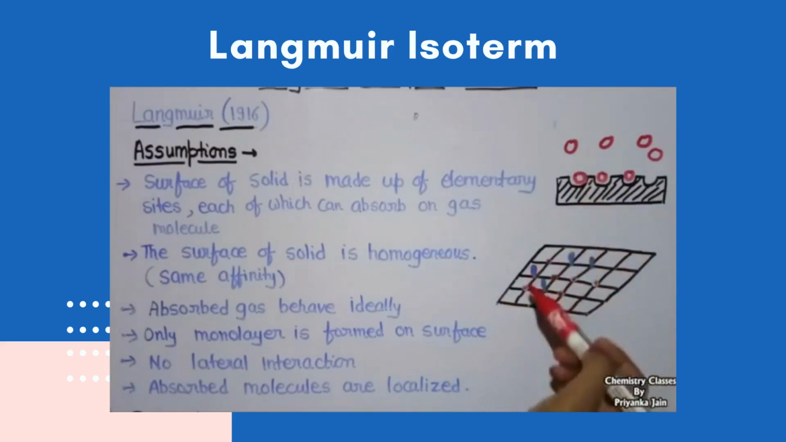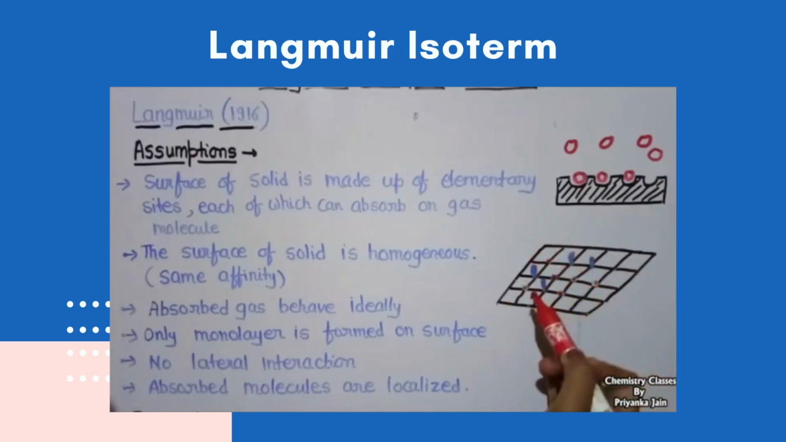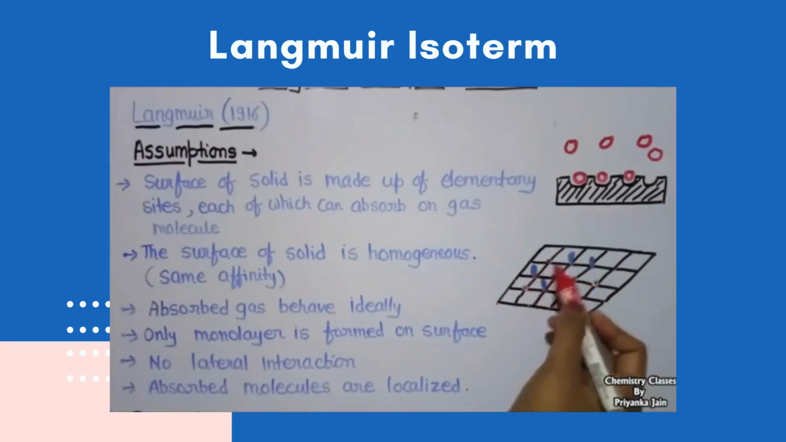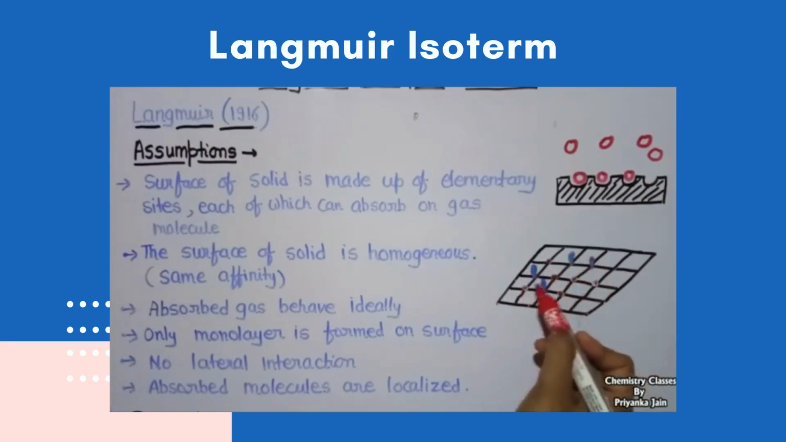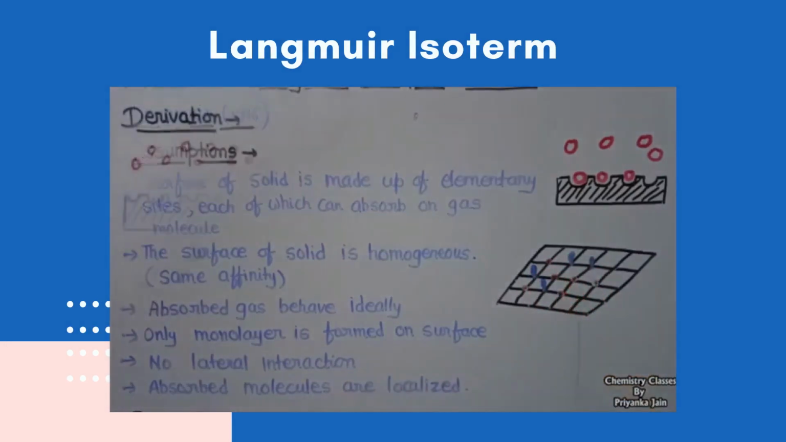So from this structure we can understand this is a solid surface that is quite homogeneous. All the sites have the same affinity. The gas behaves ideally. A single layer is formed on the surface of the solid, and these are the sites that are being occupied, so we will call them occupied sites. And these are the sites that I have denoted by the red marks. These are the unoccupied sites.